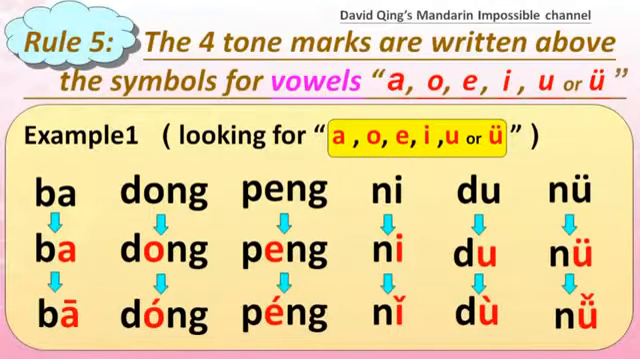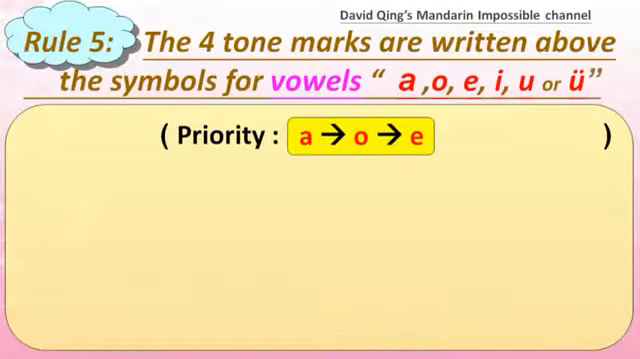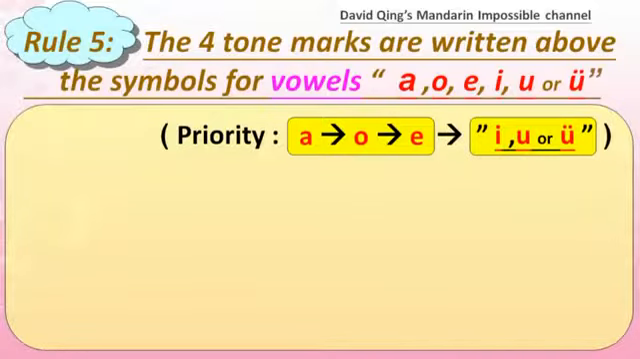Please note that if the tone mark is placed on the symbol E, the dot above the symbol E is omitted and replaced by the tone mark. Second, if the combination of the consonant and vowel has more than 1 symbol from a, o, e, i, u, and yu, then follow the symbol priority sequence, like what you see on the screen. First, a, o, e, and then i, u, or yu to put the tone mark.